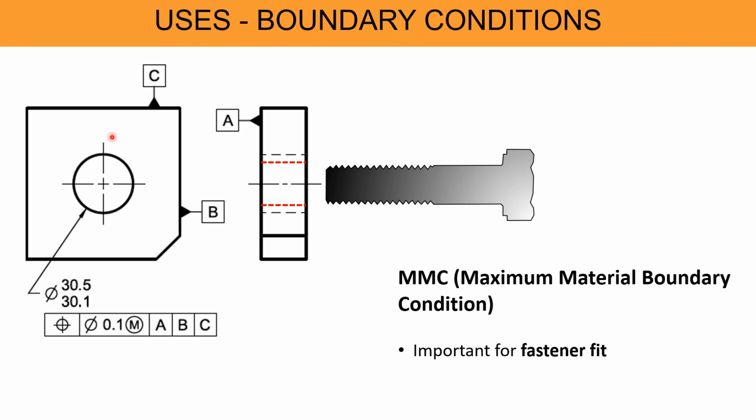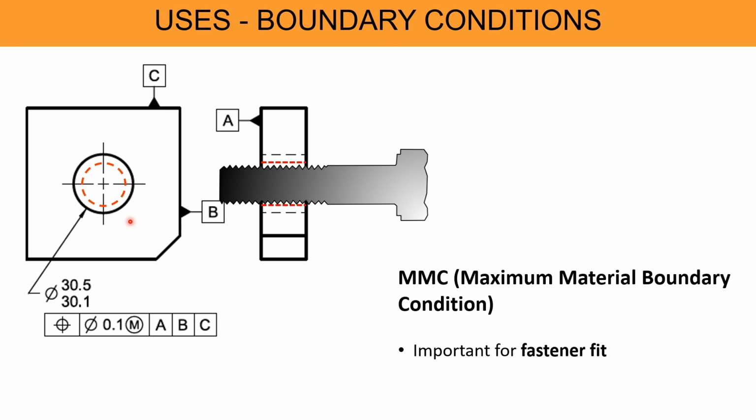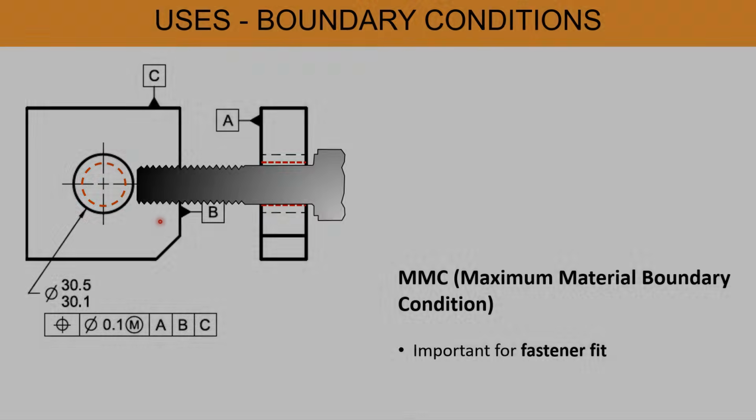MMC boundaries are mainly used to design fixed and floating fastener fit conditions. They help us determine the worst case clearance between the hole and the fastener, ensuring proper assembly even under maximum material conditions. By using MMC boundaries, designers can make sure that parts will always assemble correctly and function properly even in the worst case situation.